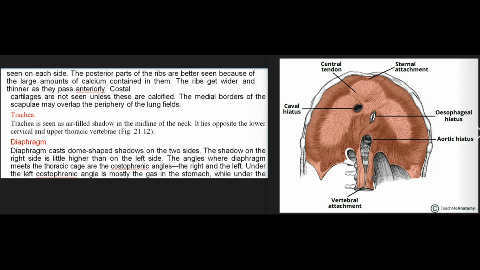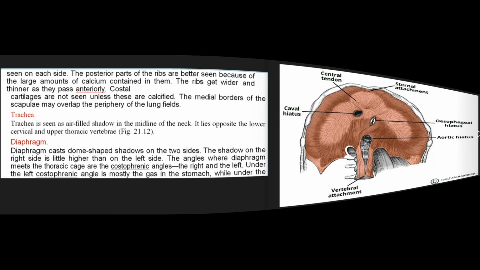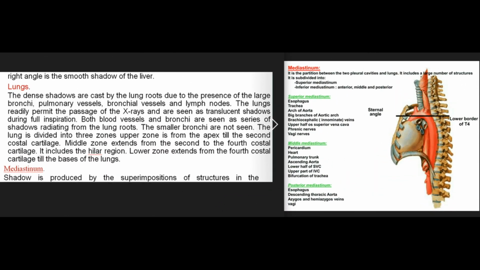Trachea. Trachea is seen as air-filled shadow in the midline of the neck. It lies opposite the lower cervical and upper thoracic vertebrae, Fig 21.12. Diaphragm. Diaphragm casts dome-shaped shadows on the two sides. The shadow on the right side is a little higher than on the left side. The angles where diaphragm meets the thoracic cage are the costophrenic angles, the right and the left. Under the left costophrenic angle is mostly the gas in the stomach, while under the right angle is the smooth shadow of the liver.